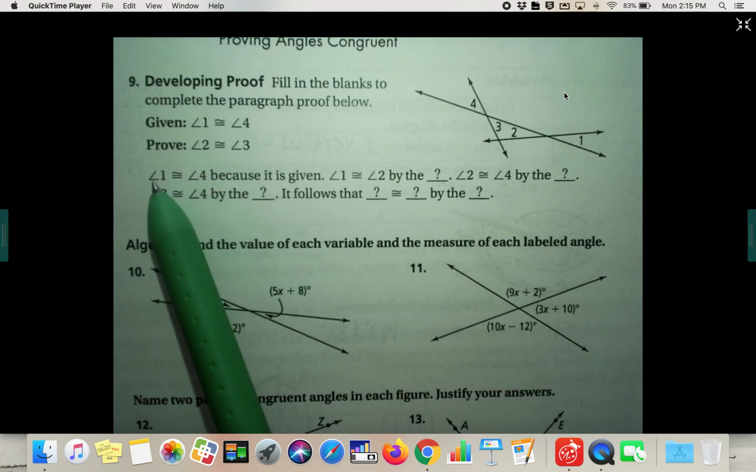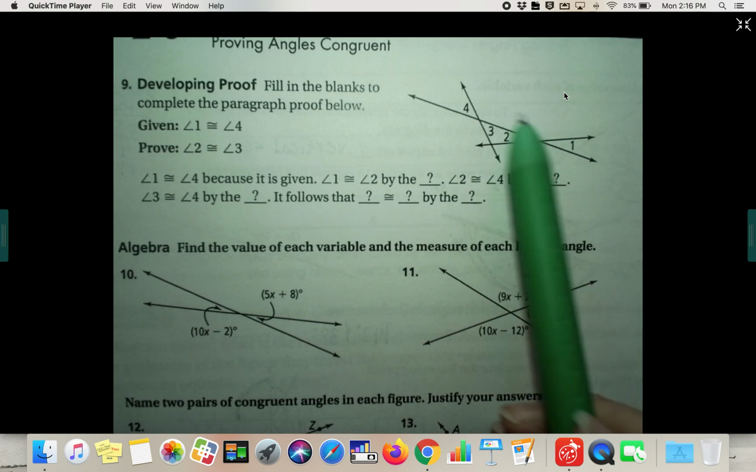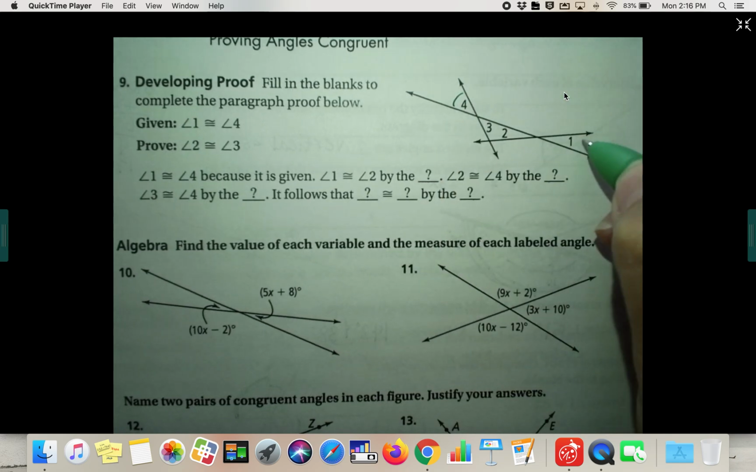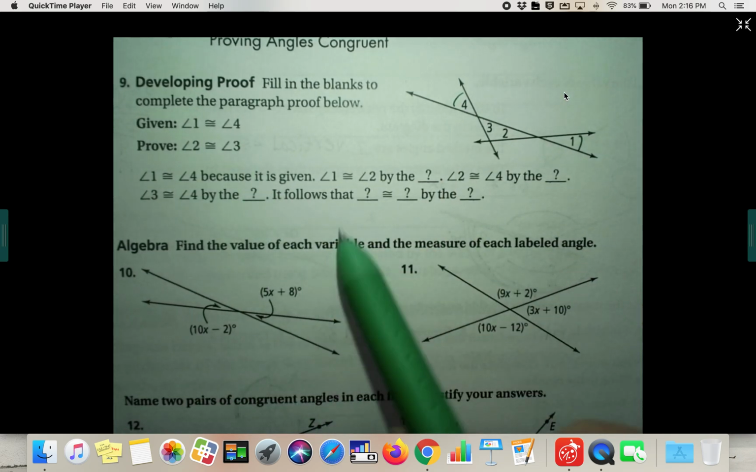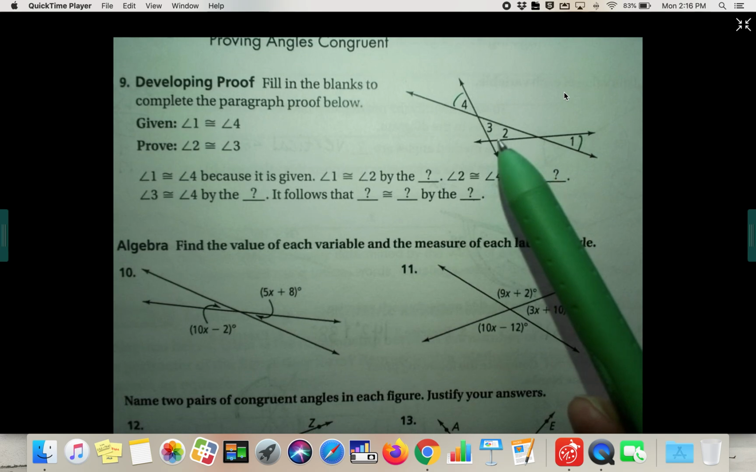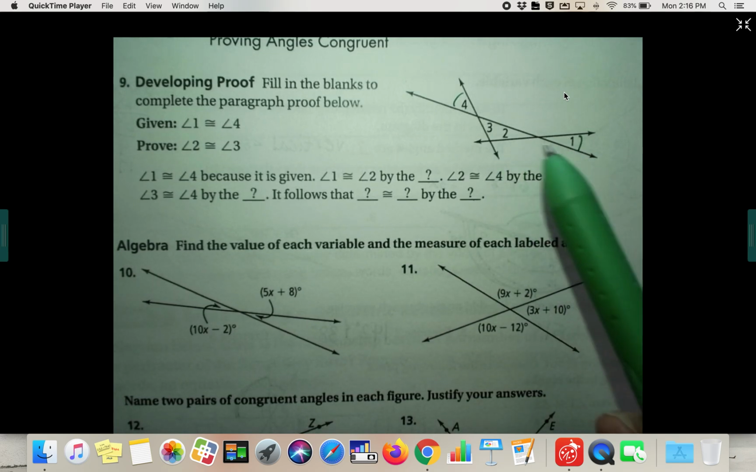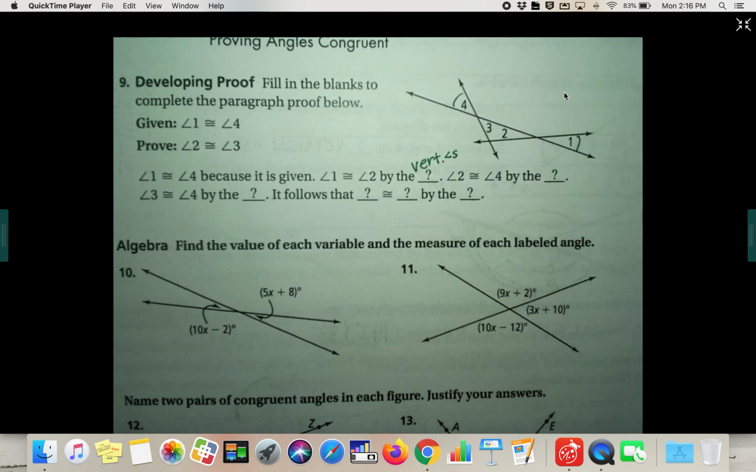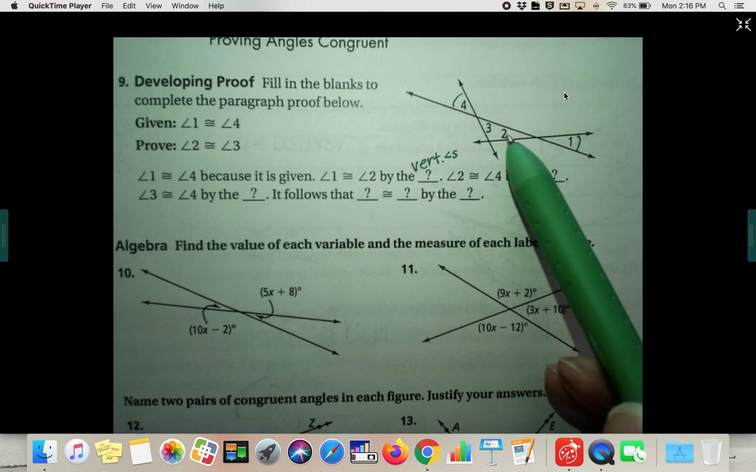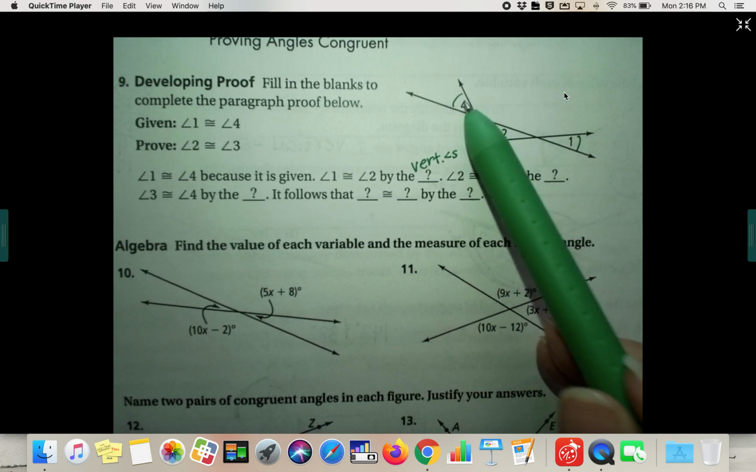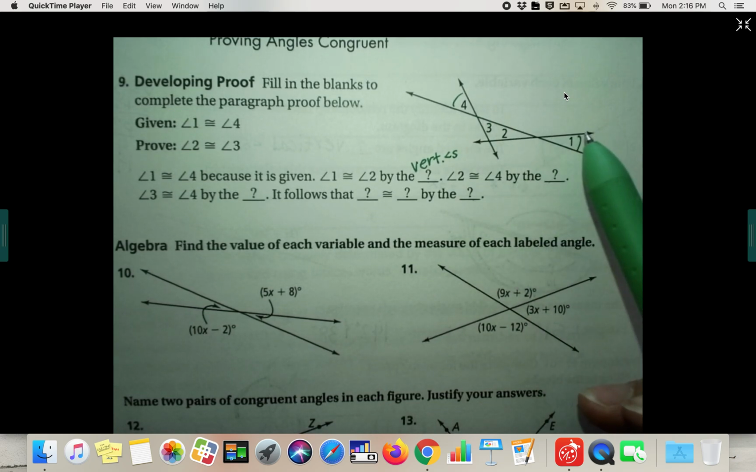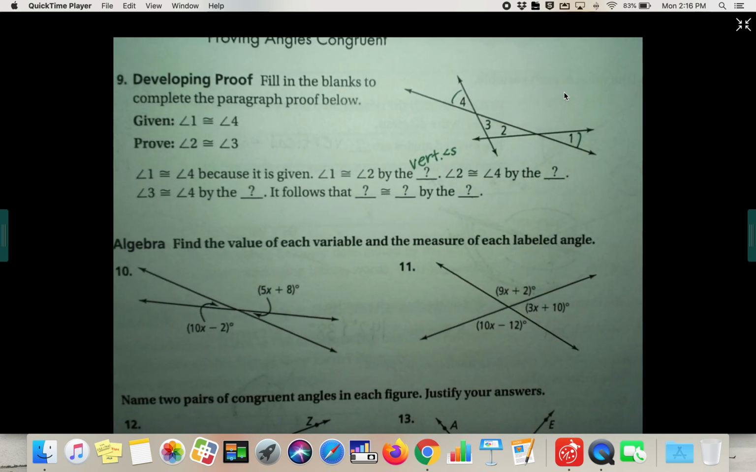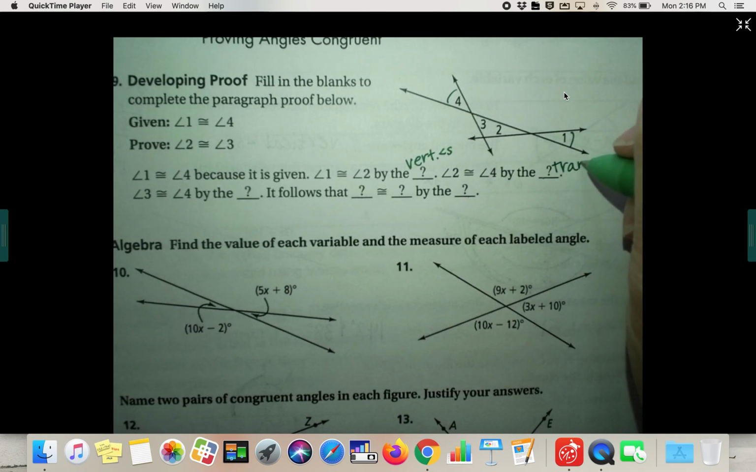So this is angle 1 is congruent to angle 4 because it's given. Angle 1 is congruent to angle 2 by, what's that relationship? By vertical angles, the vertical angles theorem. Angle 2 is congruent to angle 4 by transitive. 1 equals 2, 2 equals 4, so 1 equals 4. That's kind of like that syllogism stuff. So, transitive.